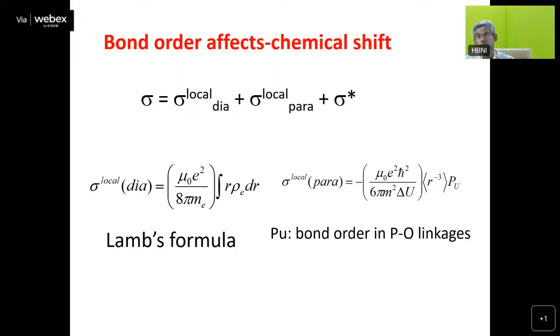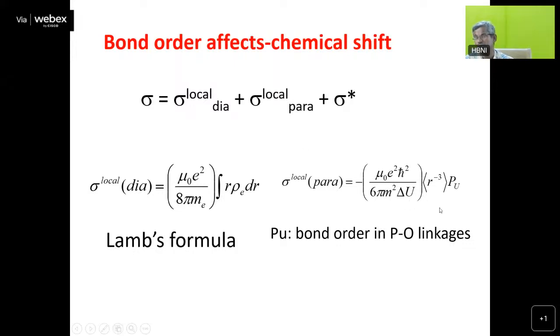So whenever the PO bond order increases, or whenever there is more free electron density in the bonds, then we get a slight negative contribution. You see, this term is negative. And this formula is for the diamagnetic contribution, which remains the same, and which we will not be considering. This is due to McConnell's equation. There is one more McConnell's equation in ESR which we will not discuss. This is something derived by McConnell. The sigma local paramagnetic is given by this expression.